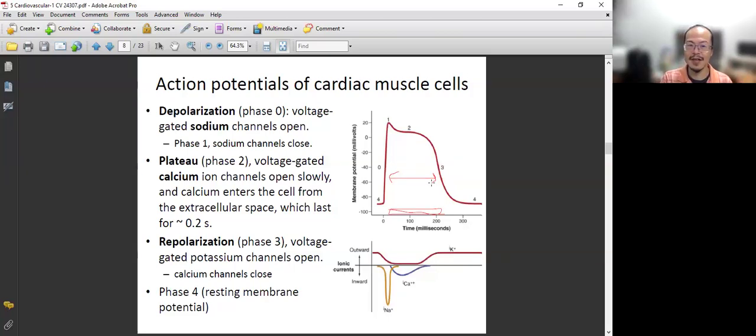Yeah. All right. And the quiz question would be: what contributes to depolarization? What contributes to the plateau? Which ion channel contributes to it? And for the repolarization, which ion channel contributes to it? All right, so that's that.